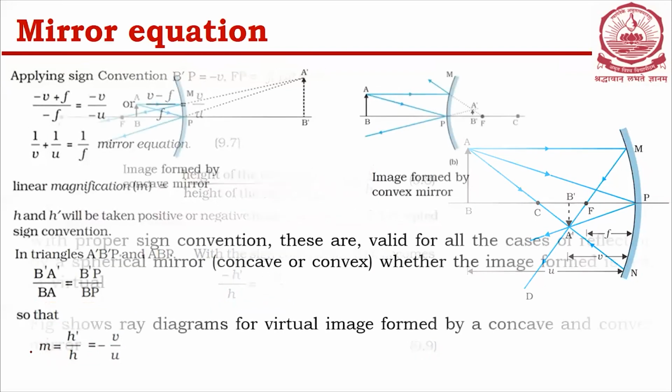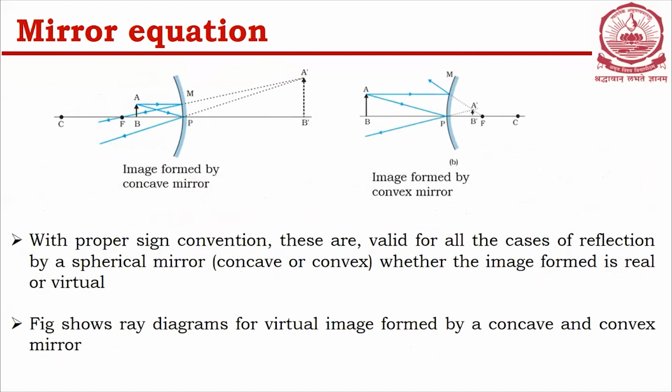So proceed further. You can see how the image is formed with a concave mirror. The object is between the focal point and the pole. If you draw the rays, you will get a virtual image. I think you know the difference between a real image and a virtual image. You can see that the light ray appears to come from this point A dash. This is a virtual point because this is forming a virtual image, and the object is between F and pole. This is with the concave mirror.